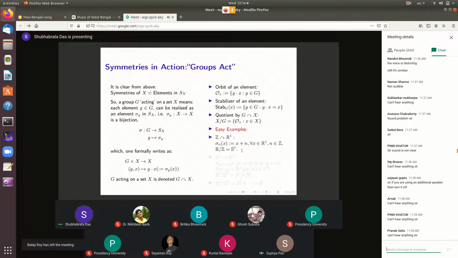So anyway, I have a group of integers Z acting... some noise coming from the background. Excuse me. Supriyo, can you switch off your microphone?